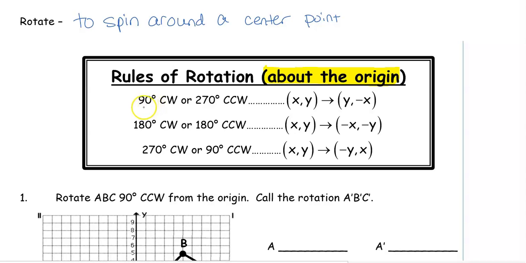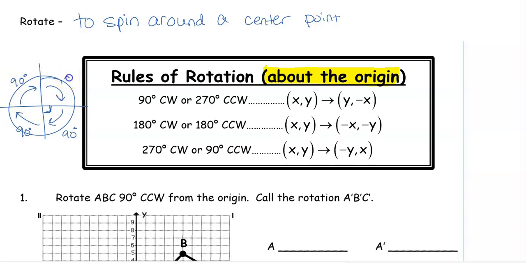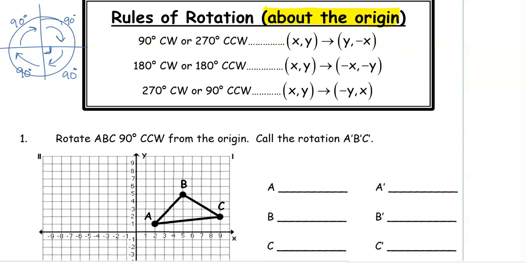We know 90 degrees, 180, 270. If we look at a circle, 90 degrees is every quadrant. So every time we turn, that's going to be 90 degrees. So if I'm going 90 degrees clockwise, or 180 degrees clockwise, or 270 degrees clockwise, or 360 degrees clockwise, every time you go 90 degrees, you're going one turn around the circle. Let's go ahead and start the first one.